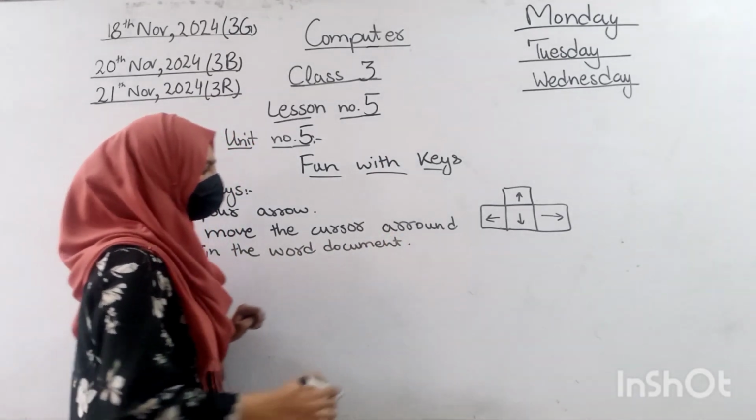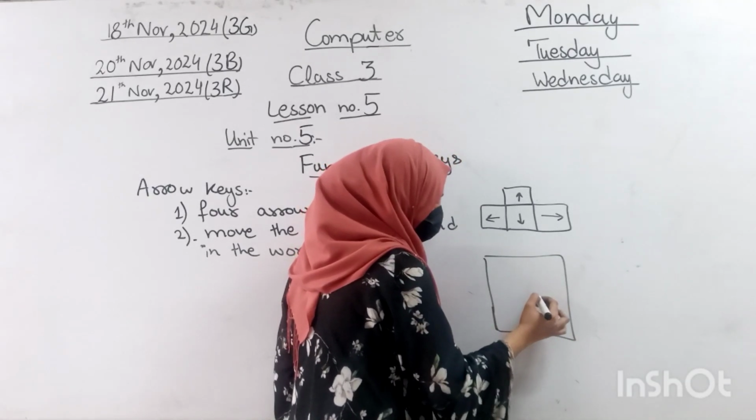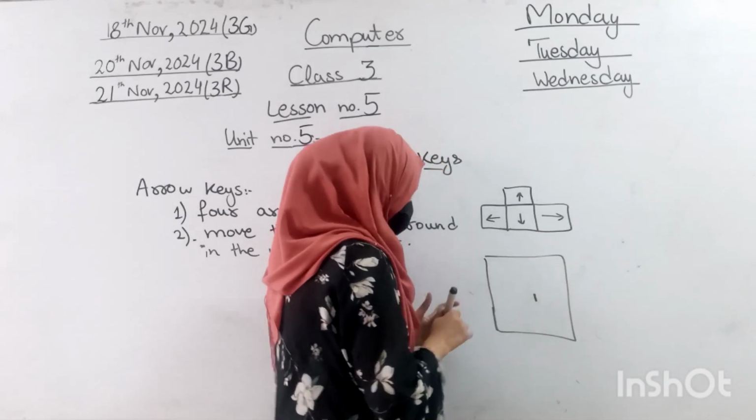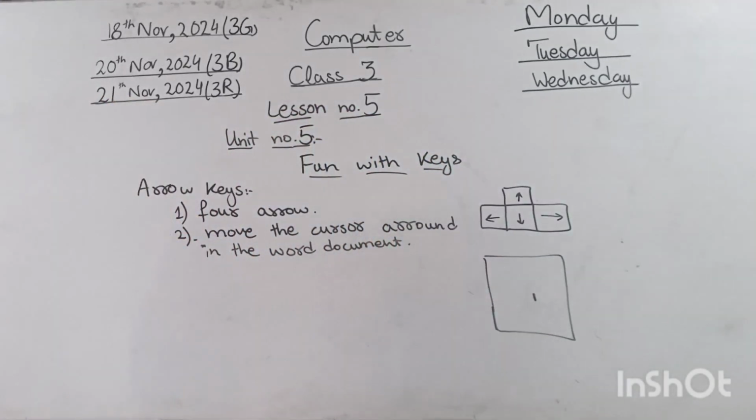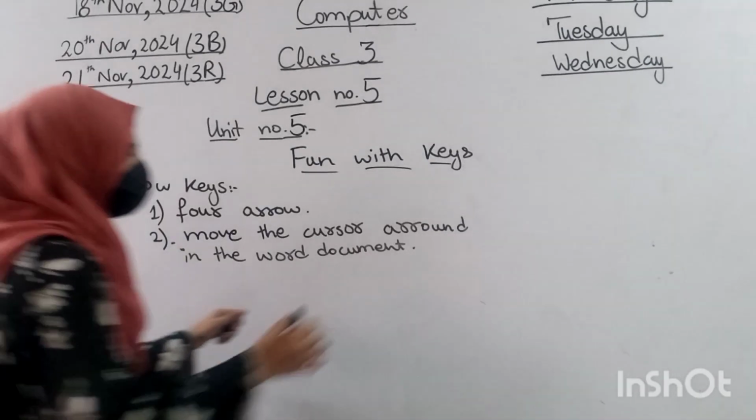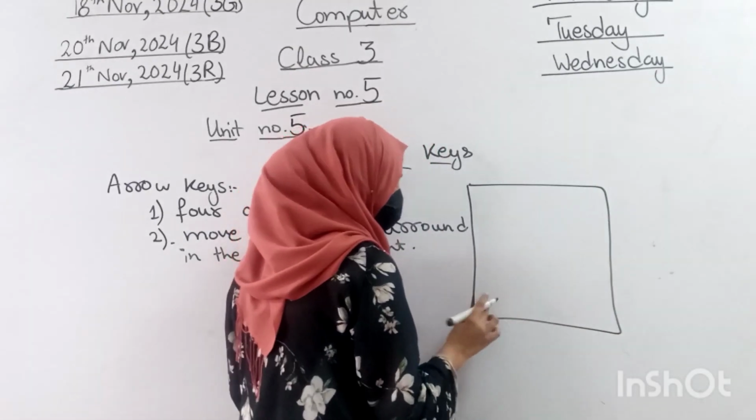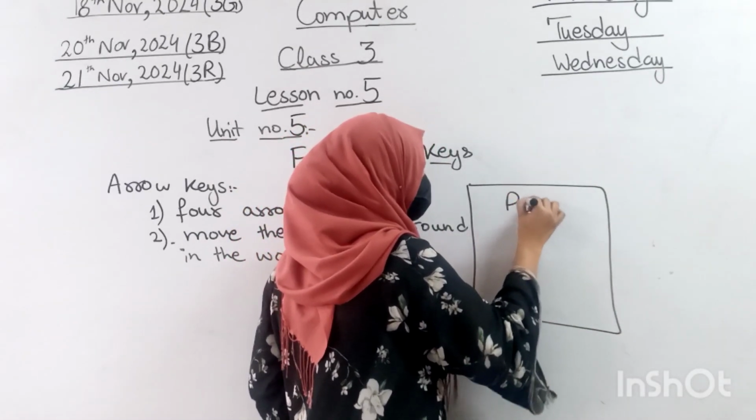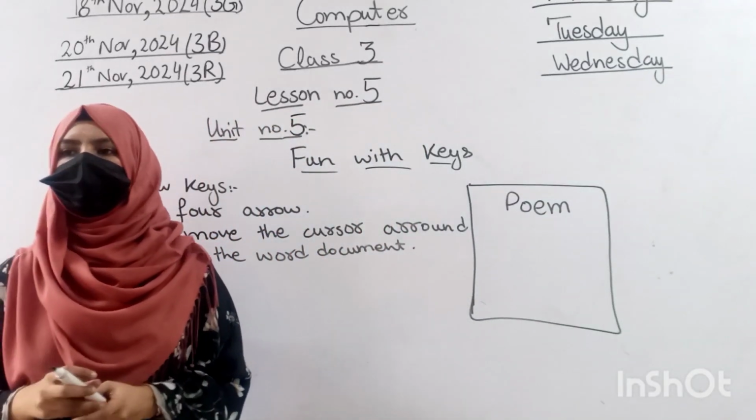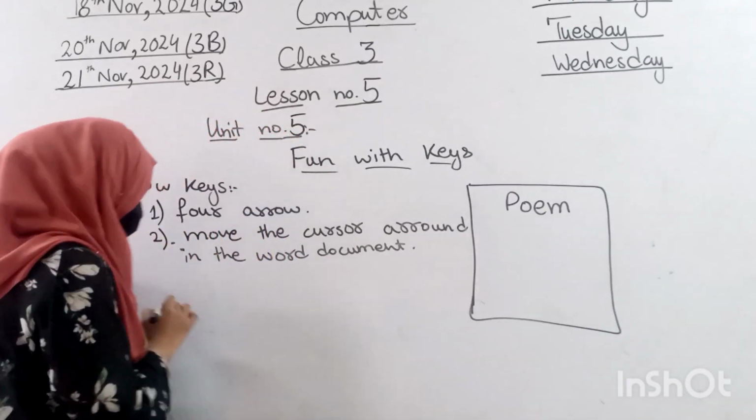In our Word document, if you want to move the cursor, let me make it more clear. So, this is a Word document, and in this document you are writing a point. So, what is the cursor? Who will tell me? Yes, Abrish. Very good. A cursor is a blinking line.